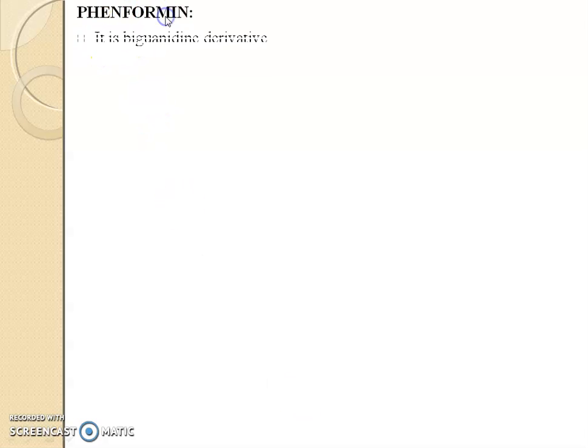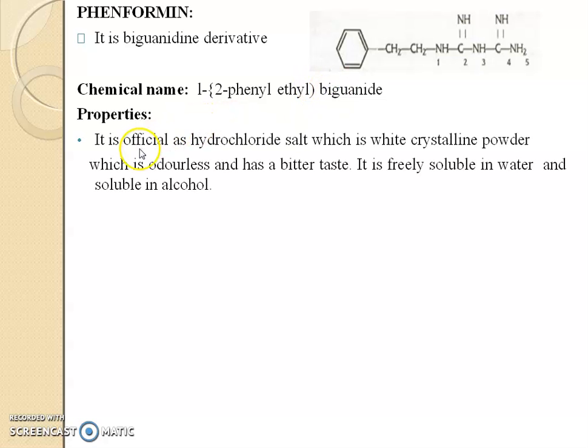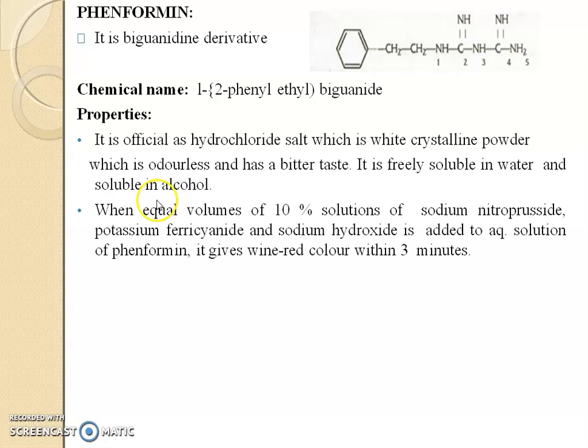Next drug is phenformin. It is a biguanide derivative which contains two biguanide groups. Chemical name: 1,2-phenylethyl biguanide. Properties: it is official as the hydrochloride salt, which is white crystalline powder, odorless and with a bitter taste, freely soluble in water and soluble in alcohol. When equal volumes of 10% solution of sodium nitroprusside, potassium ferricyanide and sodium hydroxide are added to an aqueous solution of phenformin, it gives a wine red color within 3 minutes.